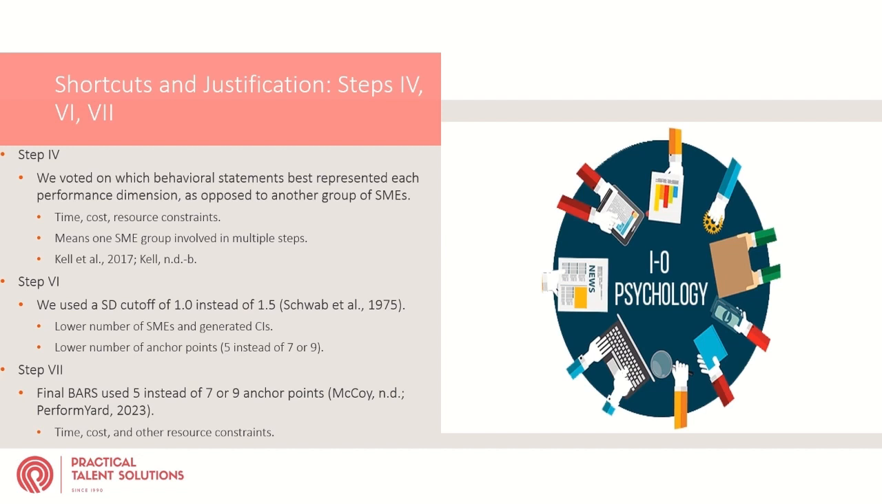We did not use any shortcuts for step 5, but we did use a shortcut for step 6 because we used a lower standard deviation cutoff compared to what has been used in the literature. For our project, a standard deviation cutoff of 1 was used instead of 1.5. We chose 1 because we had a very low number of participating subject matter experts, a low number of critical incidents, and only 5 anchor points for each BARS compared to the typical 7 or 9 that has been seen in the literature.